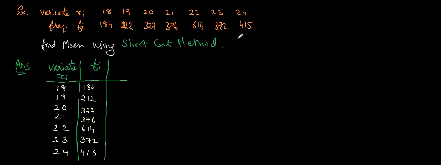What is the first thing you need to do? You just write down the formula here, so it becomes very clear what data you need to obtain in the table. That makes it easy. So x bar is equal to a plus sigma fi di upon sigma fi. So here you first of all need to find a, because you require a.